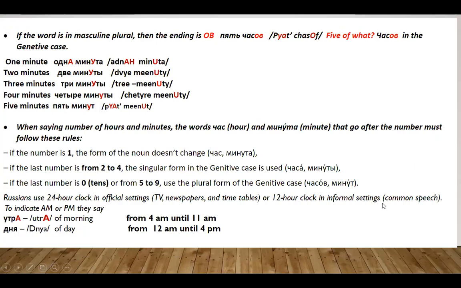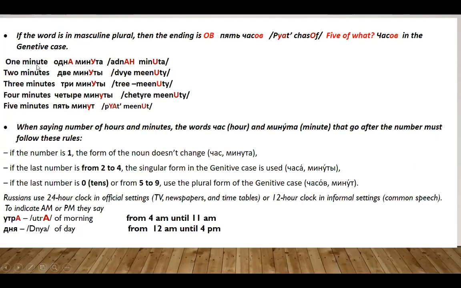If the word is masculine but plural, then the ending is ов, such as in the example, 5 часов. 5 of what? Часов in the genitive case.